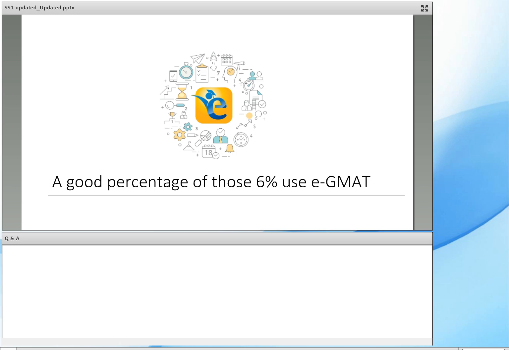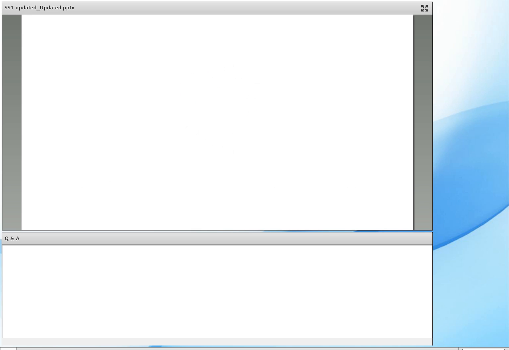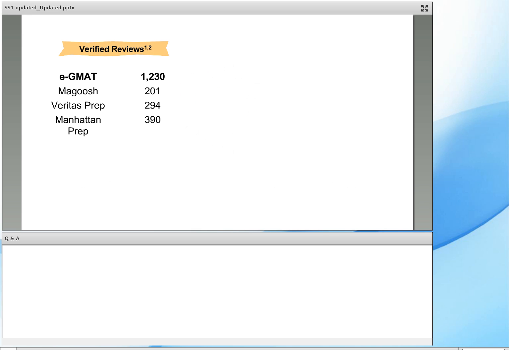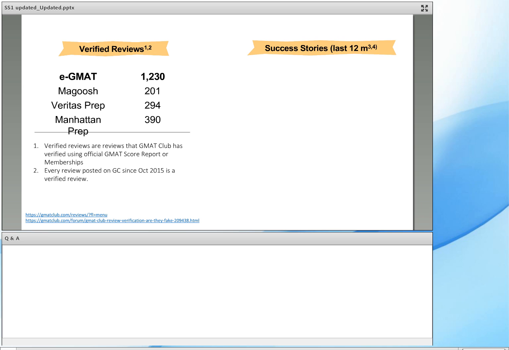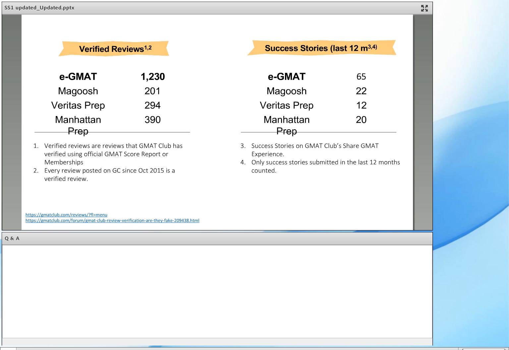What is it that people who get to those scores do? A good percentage of them use e-GMAT. Why do we say that? If you look at the key stats on major forums, one is the number of verified reviews, and the second is the number of success stories that have been posted over the last 12 months. What you're going to find is that when you compare e-GMAT against all the other major prep companies, more reviews and more success stories have been posted for e-GMAT than all of these other test prep companies combined.